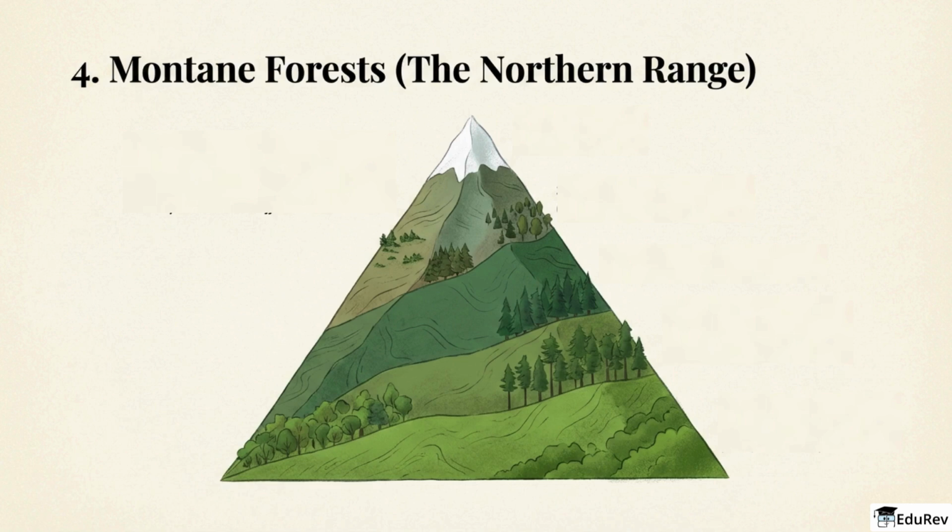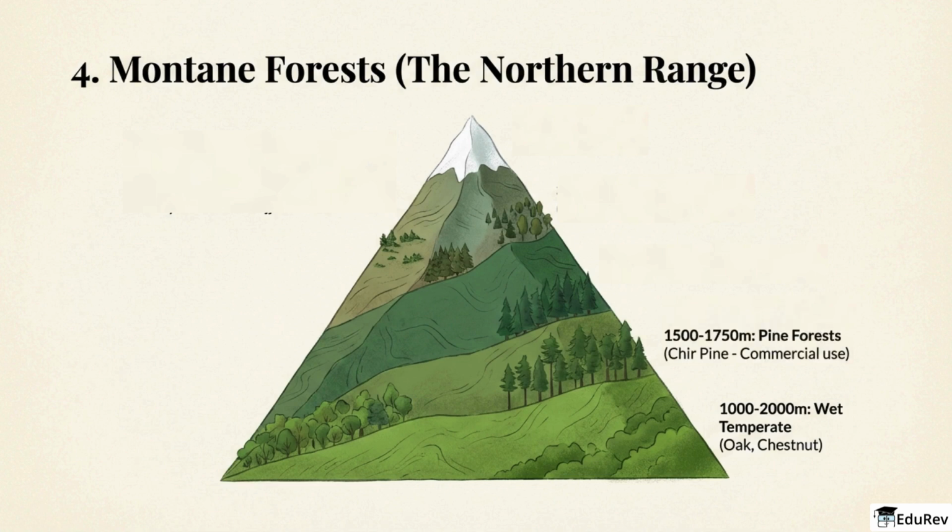Now we move from rainfall-based forests to altitude-based forests, the montane forests of the northern mountains. Here, vegetation changes with height. From about 1000 to 2000 meters, you get wet temperate forests with species like oak and chestnut. Around 1500 to 1750 meters, pine forests become important, especially chir pine, which has strong commercial use.